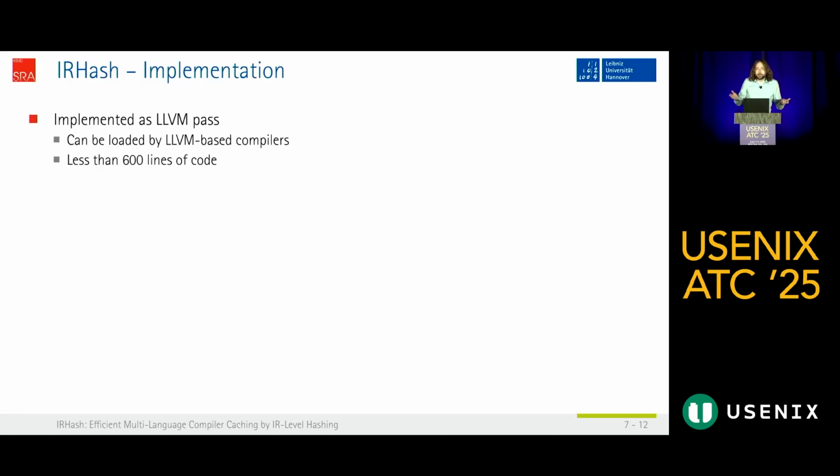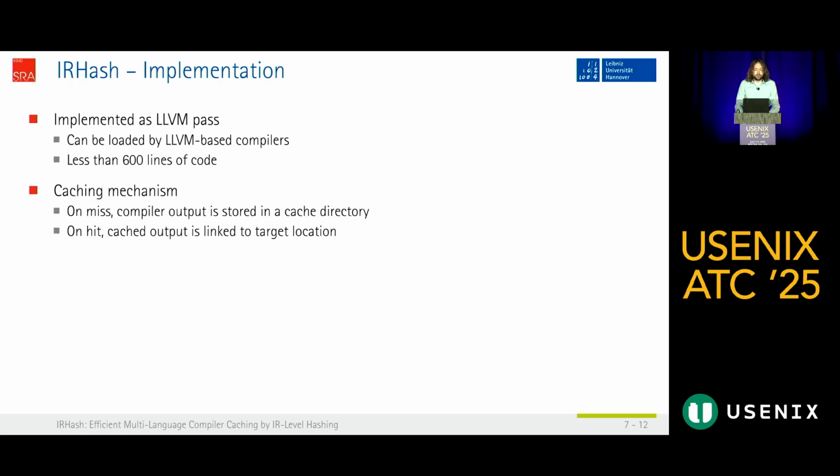Of course, we implemented it as an LLVM pass, so it's basically a compiler plugin that LLVM-based compilers can load. It's less than 600 lines of code, 200 of which are just the caching logic. The caching mechanism works similar to cCache, so we just calculate the hash and store the object file in a directory and retrieve it on a cache hit.